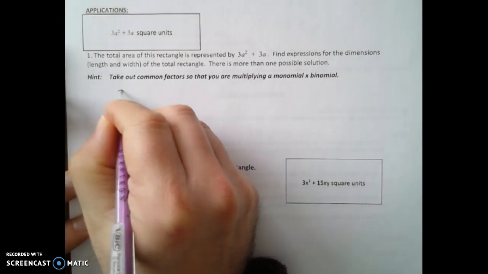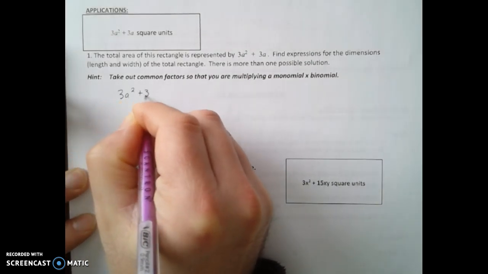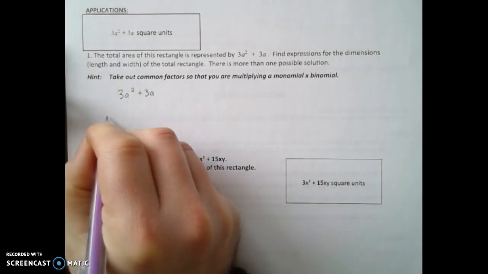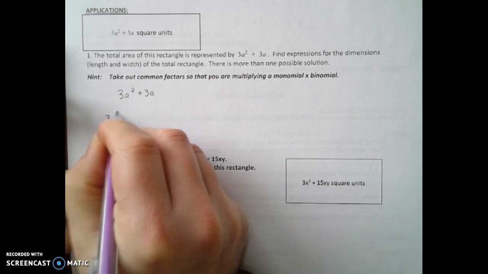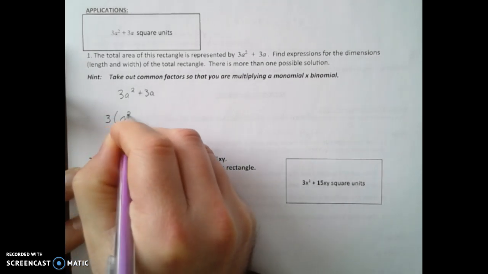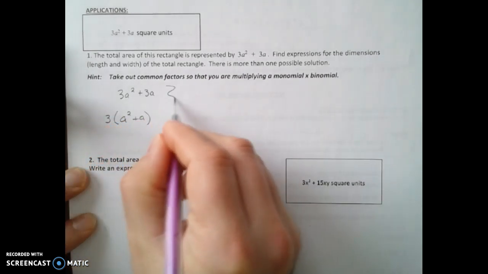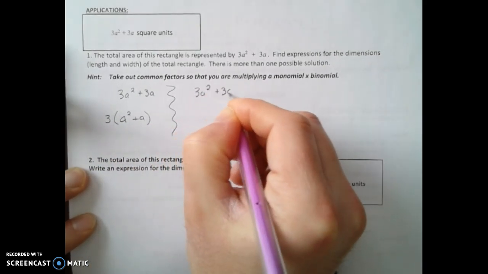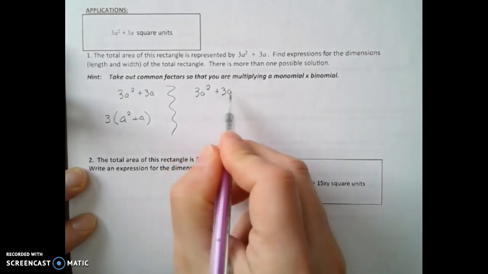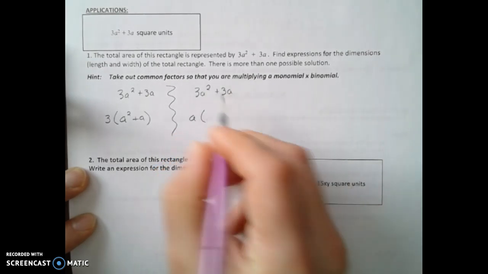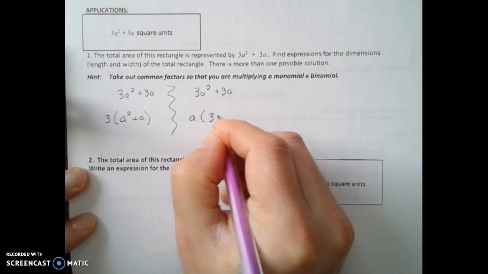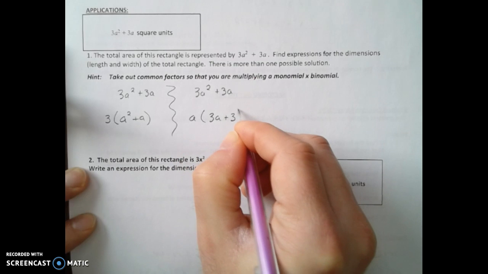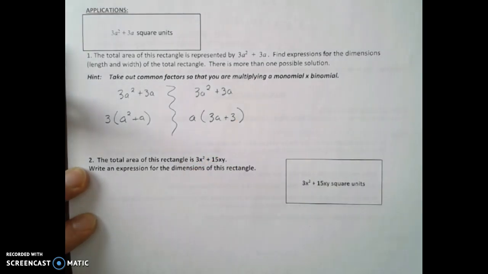The first thing I can do is take the area, 3a squared plus 3a, and notice that they both have the number 3 in common. So I can just factor out the 3, which is going to leave me inside of the parentheses with a squared plus a. But I could also look at this example, 3a squared plus 3a, and realize that they have a variable a in common. So I could divide out an a. 3a squared divided by a is 3a, and then 3a divided by a is just 3. So I would end up with a times 3a plus 3.